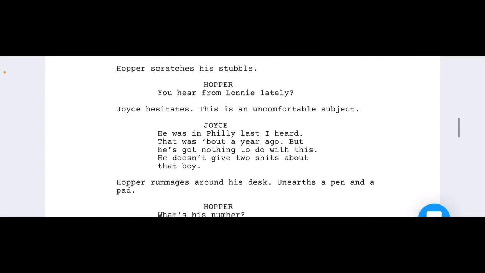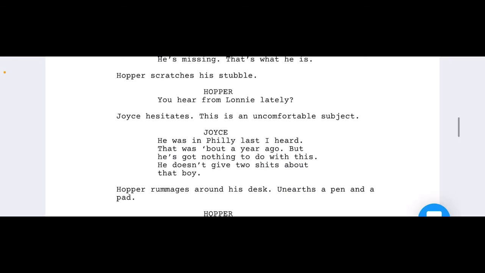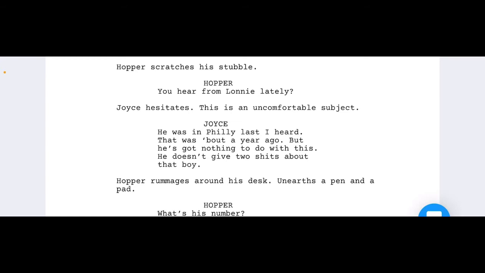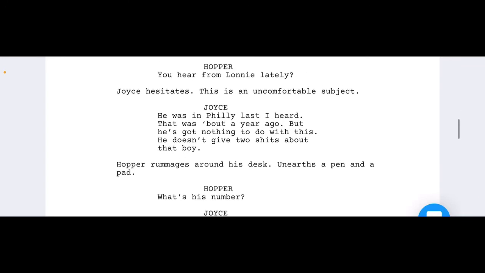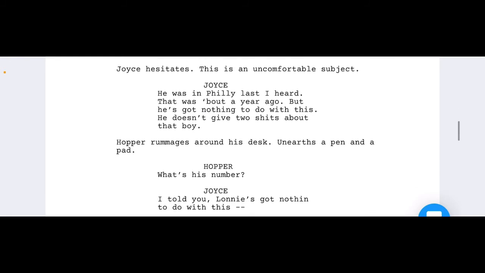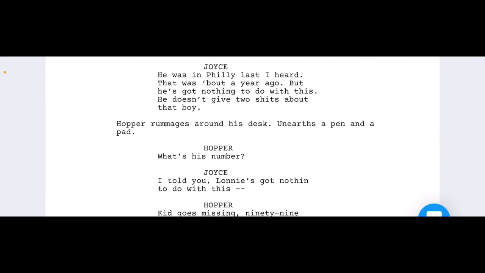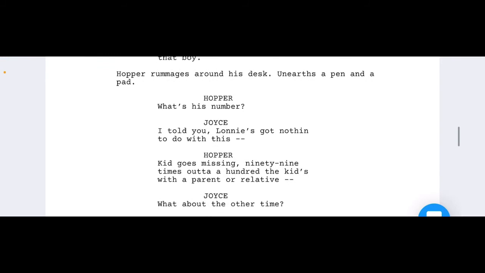Hopper scratches his stubble. Like once again, that's an action line. You don't have to scratch your damn stubble where it says it there. It's just kind of trying to say that Hopper's in his mind ticking over what he should do. Now we know with the next line that what he was just thinking about is he scratched his stubble. Hopper says, you hear from Lonnie lately, so obviously he's thinking the father might have something to do with it or know something about it. Joyce hesitates. This is an uncomfortable subject. And Joyce says, he was in Philly last I heard. That was about a year ago, but he's got nothing to do with this. He doesn't give two shits about that boy. So that's Joyce kind of shutting down Hopper's theory that it's something to do with the dad.